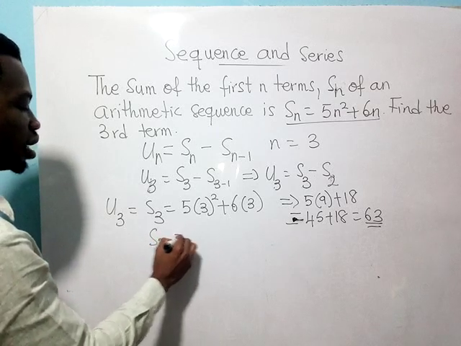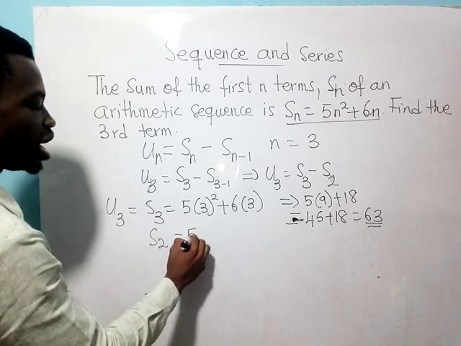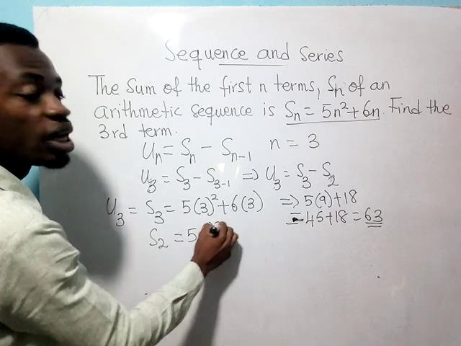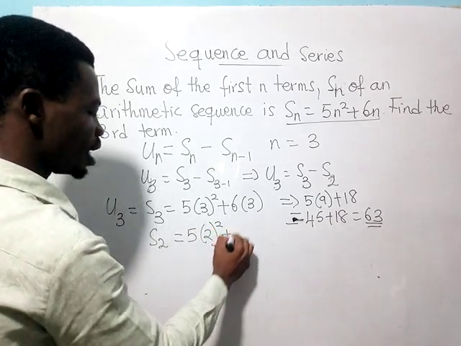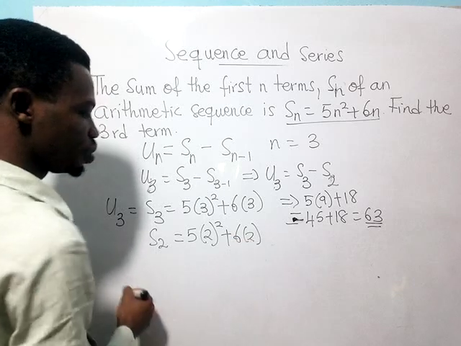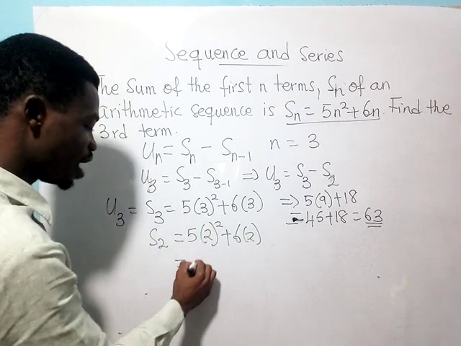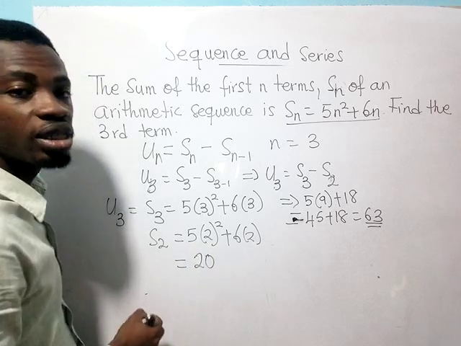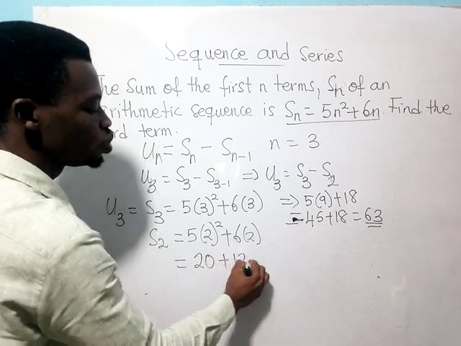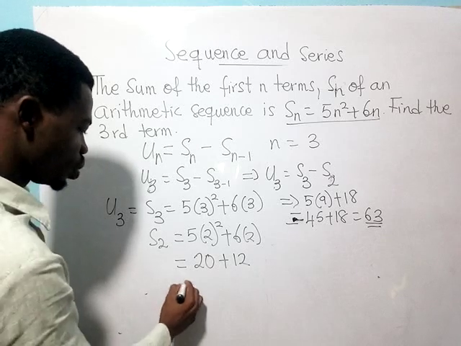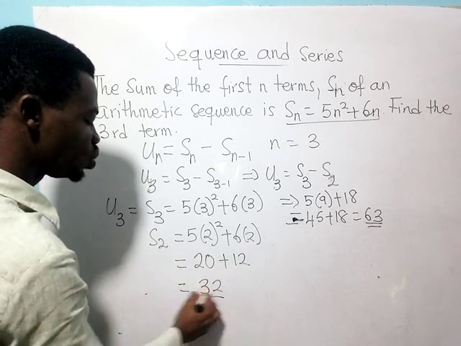So our S2 is going to give us 5 times 2 to the power 2 plus 6 times 2. Now 2 to the power 2 is 4, so 5 times 4 is 20, and 6 times 2 is 12. So now we obtain 32.